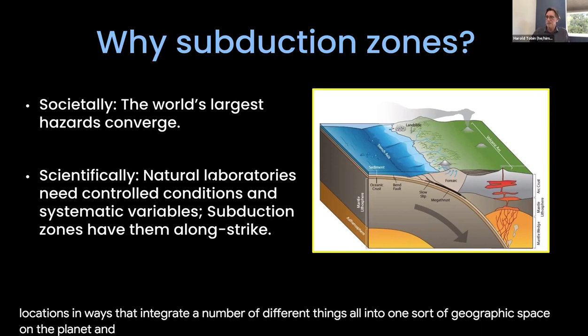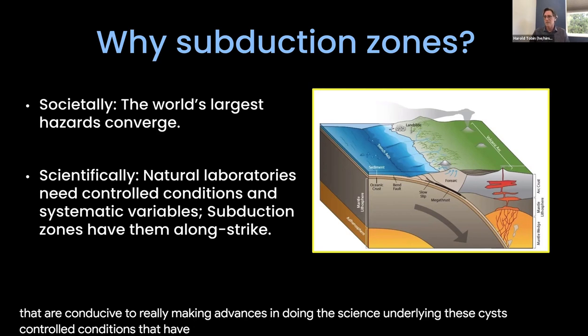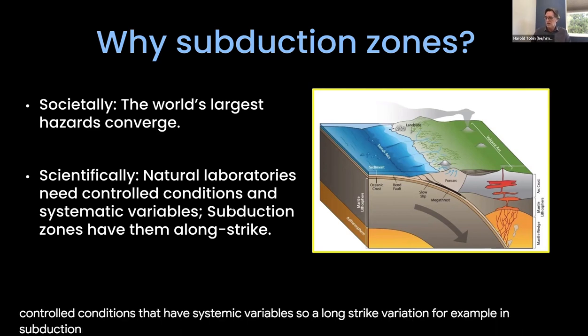And scientifically, subduction zones provide natural laboratory conditions that are conducive to really making advances in the science underlying these systems. Controlled conditions that have systematic variables, so along-strike variation, for example, in subduction systems, is one way to really isolate conditions and look at variability in all of these systems.